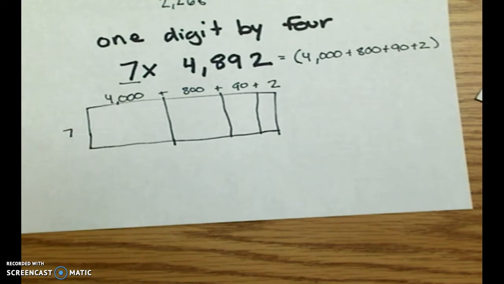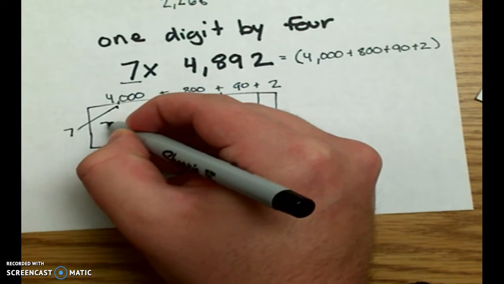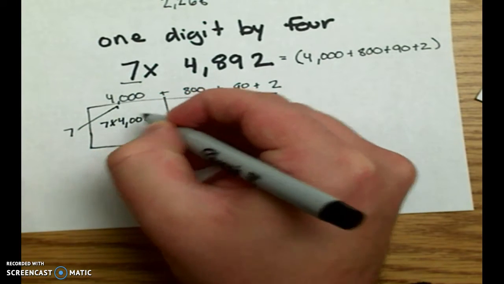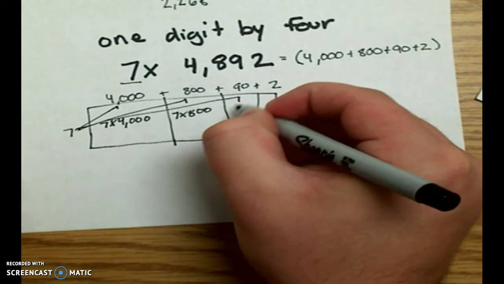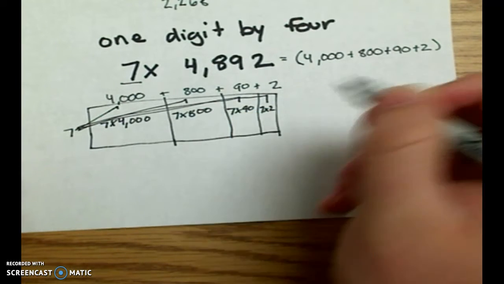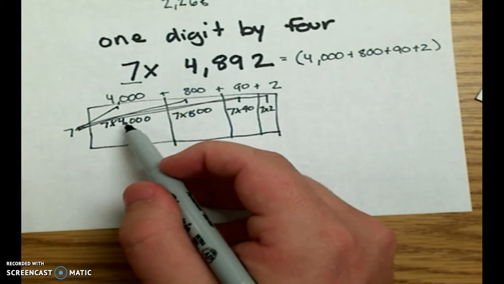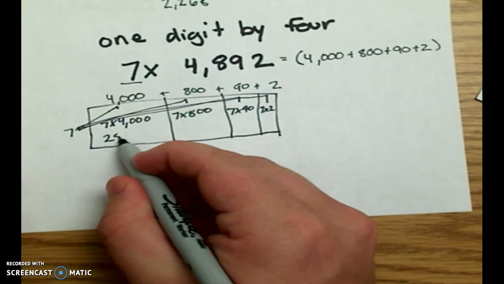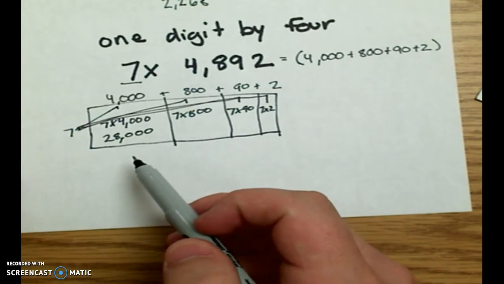Okay. After you set it up, you're going to write in your facts for each one before you solve it. The 7 gets distributed to each one. 7 times 4,000. 7 times 800. 7 times 90. And 7 times 2. 7 times 4,000, we know it's 4 thousands, so we're going to do 7 times 4 first to get 28. And how many thousands? 28 thousands, which is equal to 28,000.